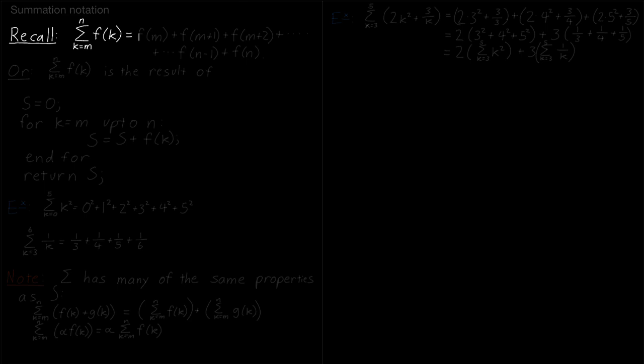And what that means is you write f of m, then you add to that f of m plus 1, and then you add to that f of m plus 2, and you keep on going. And eventually you get to f of n minus 1, and finally you stop at f of n.